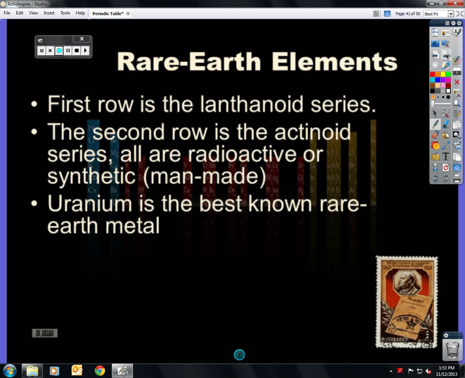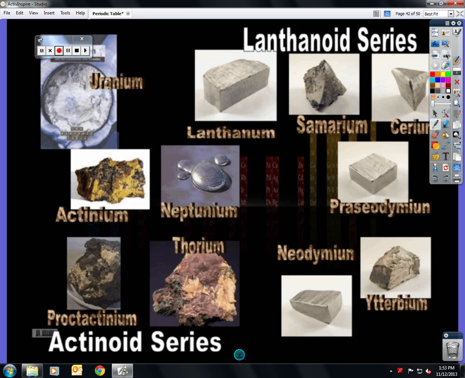Rare earth elements are pulled out at the bottom. The first row is the lanthanoid series. The second row is the actinoid series. These elements are radioactive or synthetic, which means made by man. That's a word you need to know. The best known in this section would be uranium.